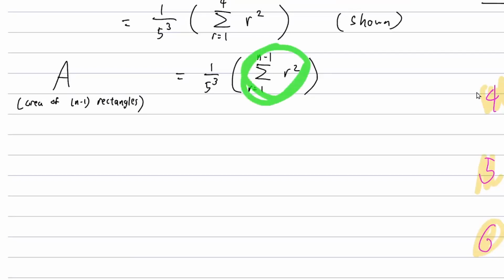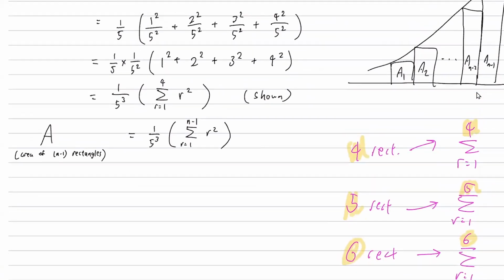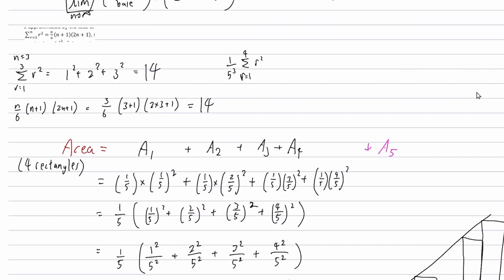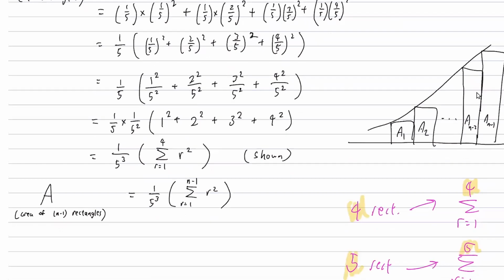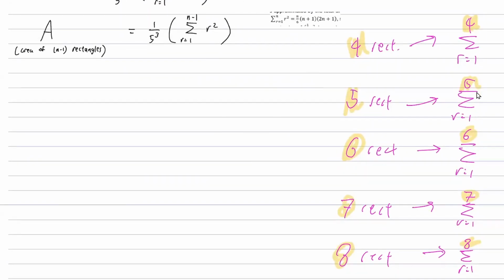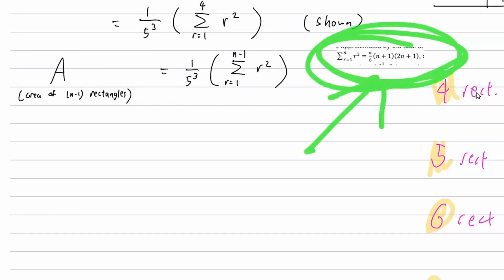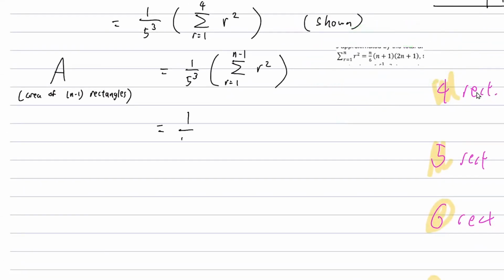You've got summation r square. So you look back at the question. What's the formula for summation r square? Given that, I hope you have the PDF of the question paper open. Yes, okay, I bring it down. Copy. Paste. All right, remember the formula there? So we're going to use that. So 1 over 5 cubed here. You take the summation from 1 to n minus 1.